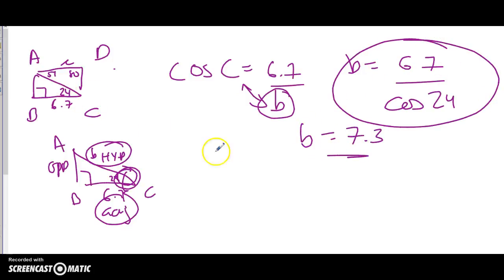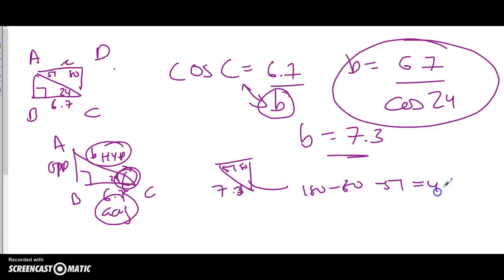So now I know that this is 7.3 on my second triangle. That's 7.3. That's 51. That's 80. This one here I don't know, but I do know that 180 subtract 80 subtract 51 gets me this missing angle here, which turns out to be 49 degrees. So now I have 49 degrees here. I want to get little c here. So what I do is I have little c over sine 49. So across from c is 49.